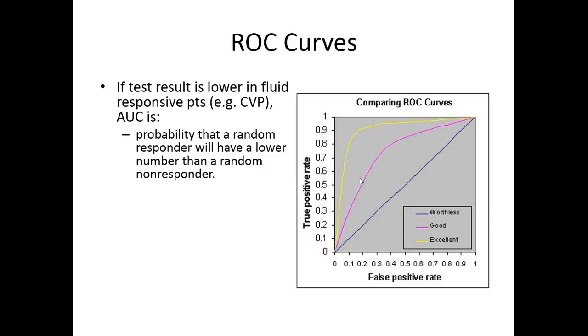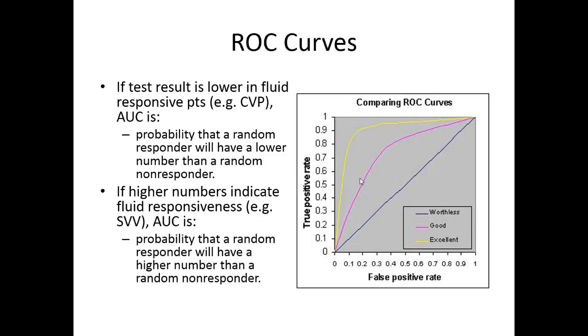So what is area under the curve? I'm only explaining this because it's going to come up a bunch more. Essentially, for a test where low values mean fluid responsiveness, area under the curve is the percent chance that a patient you're looking for, a fluid responder, will have a lower value than a non-responder. For tests where patients that respond to fluids have a higher value, such as stroke volume variation, then area under the curve is the chance that a patient you're looking for, one of the fluid responders, is going to have a higher value than a non-responder.